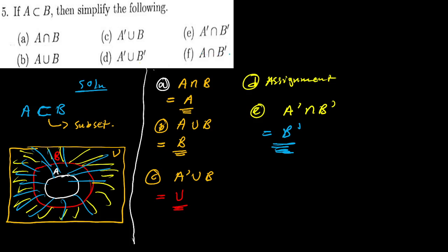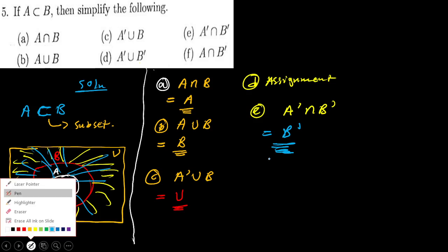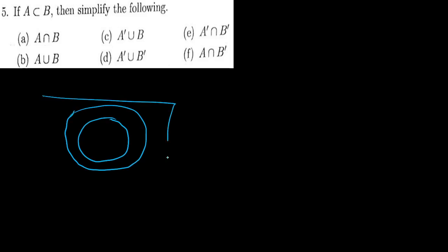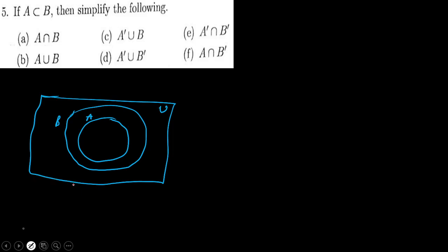Then A intersection B complement, or A minus B. So A minus B, the answer is just an empty set. Let me just quickly illustrate that on a separate guide. So we have set A, then we are having set B, and then the last guy is the universal set. So set B is this one, set A is what is inside, and the universal set is the guy in the triangle. So for F, what we have been told is A intersection B complement.